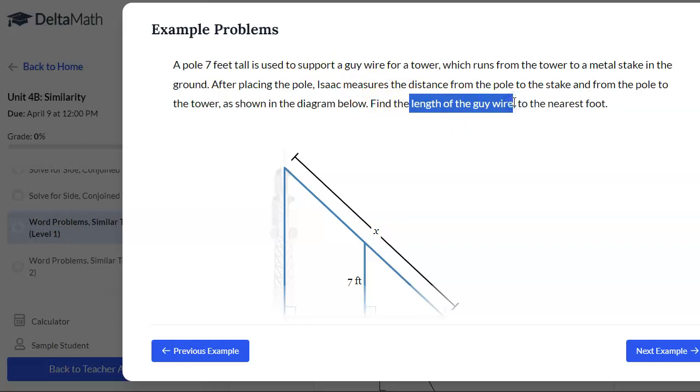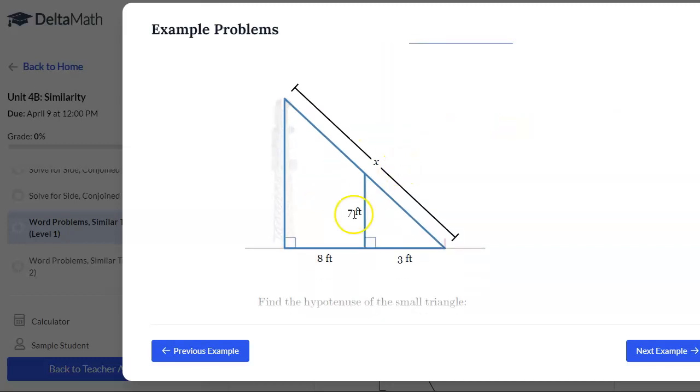So if you notice back on all the problems we did, we never really dealt with the hypotenuse of any of those triangles. We were always dealing with the legs essentially of that, the person in the shadow or the building in the shadow and so on. In this case, they're asking for the hypotenuse, which is the guy wire in this case. So if you look at this problem here, you will see they want to find this hypotenuse length.